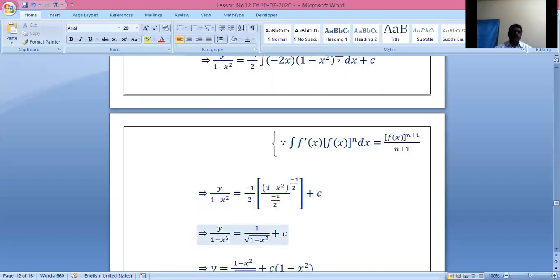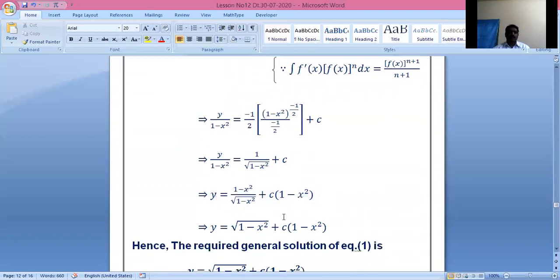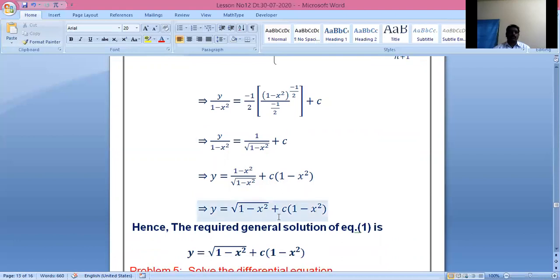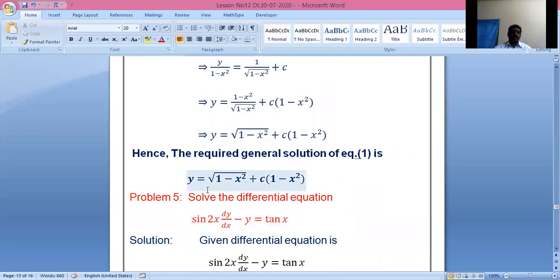We get y by 1 minus x square is equal to 1 by root of 1 minus x square plus c. That implies y is equal to (1 minus x square) by root of 1 minus x square plus c into (1 minus x square). That implies y is equal to root of 1 minus x square plus c into (1 minus x square). Hence, the required general solution of equation 1 is y is equal to root of 1 minus x square plus c into (1 minus x square).